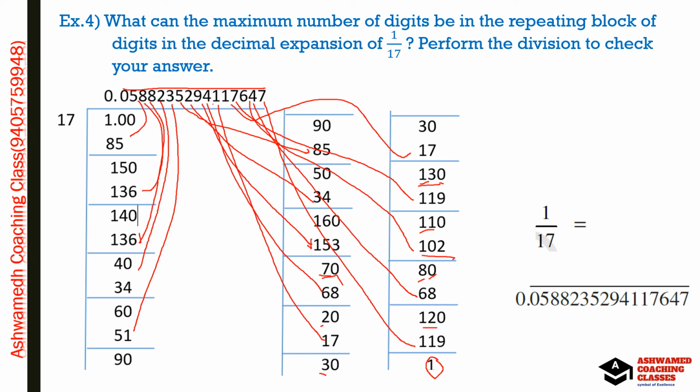Okay, so in this way we can find out the expansion of this, and we get the decimal expansion, so we get the repeating block of digits in the decimal expansion of 1 by 17. So this is a very huge block. Okay, so as usual.